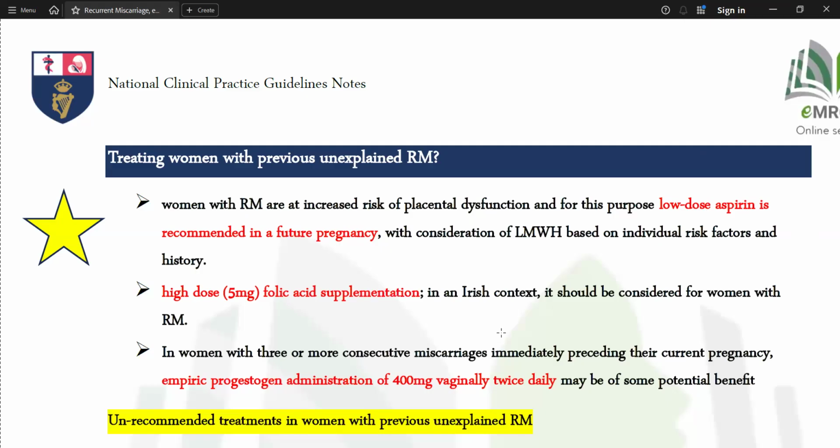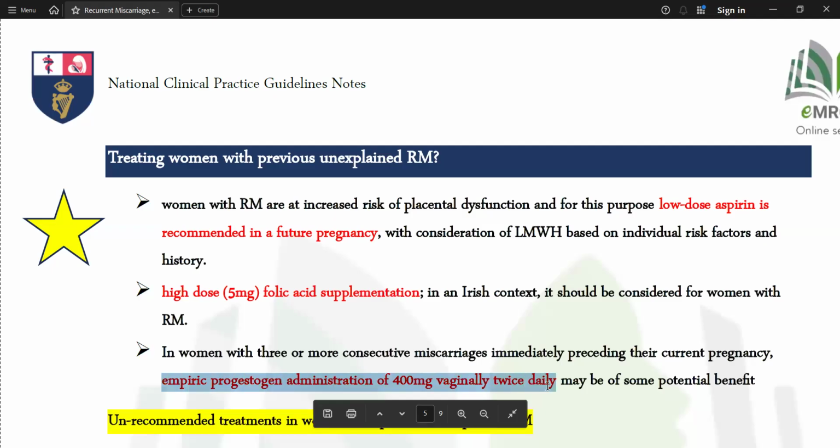Okay, so I think it appeared like twice or three times in the previous recalls. All of them are important. At least aspirin and high dose folic acid is a must. And if the patient is having 3 or more consecutive miscarriages, you shall give her empiric progesterone administration.